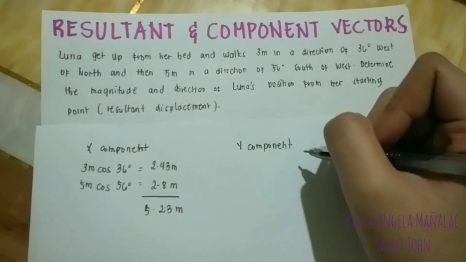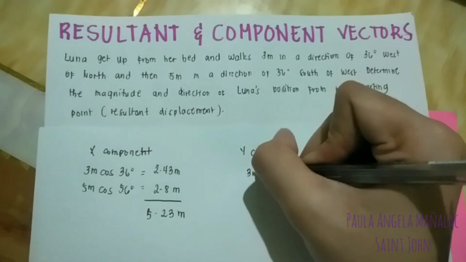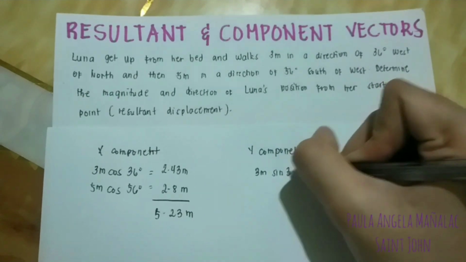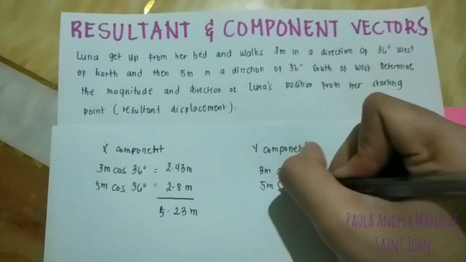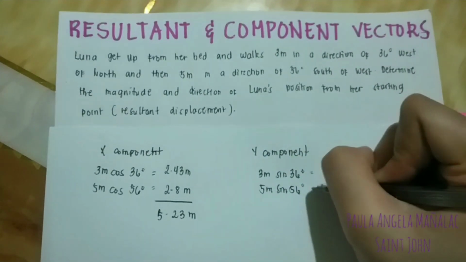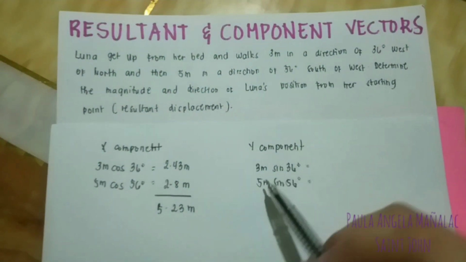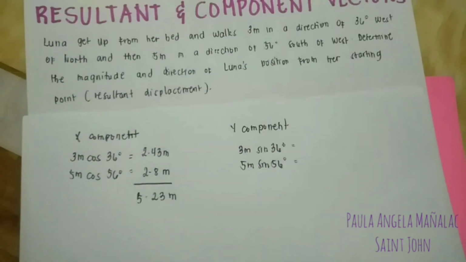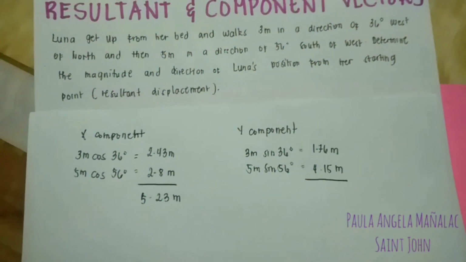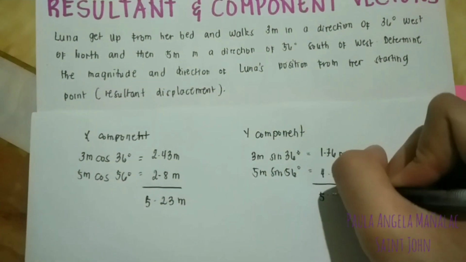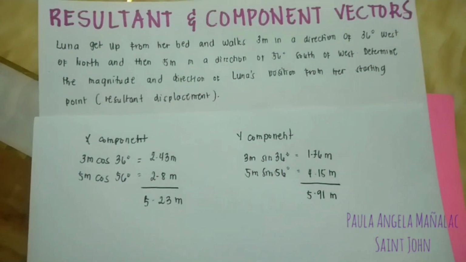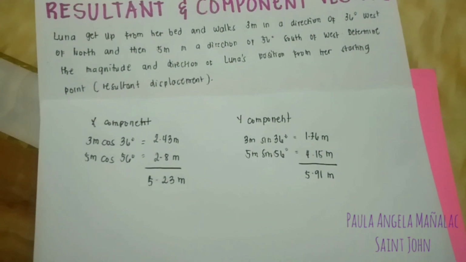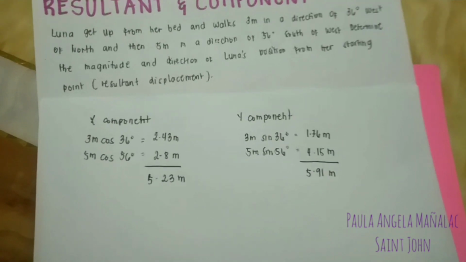We will use the function sine. So just like before, write down the given values. 3 meters sine 36 degrees, 5 meters sine 56 degrees. So again, just put these values in your calculator and you will get the answer. So simply add these values. We will get 5.91 meters for the vertical component. Therefore, the horizontal component is 5.23 meters and the vertical component is 5.91 meters.